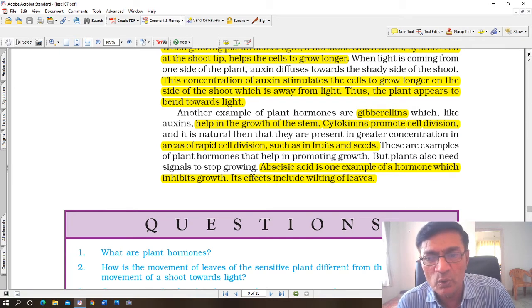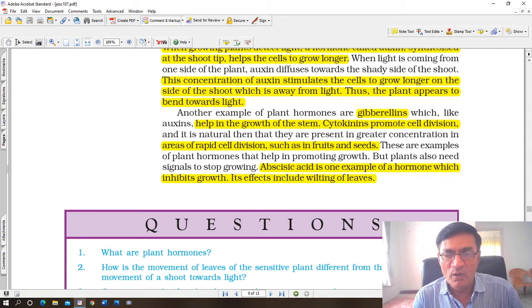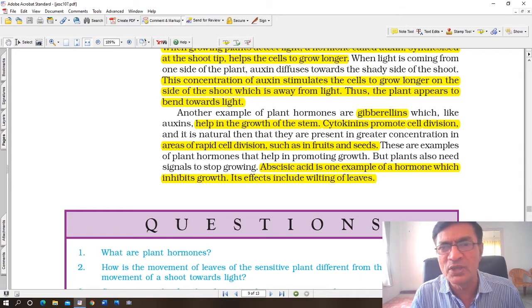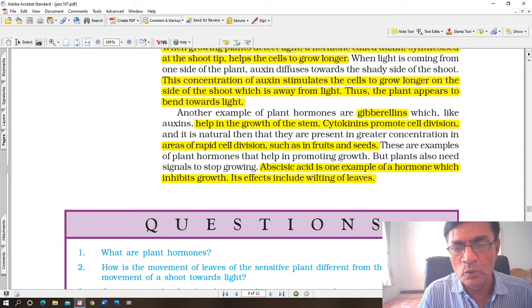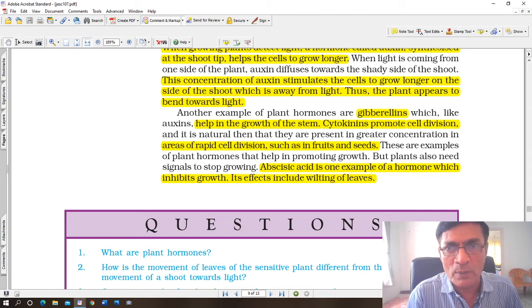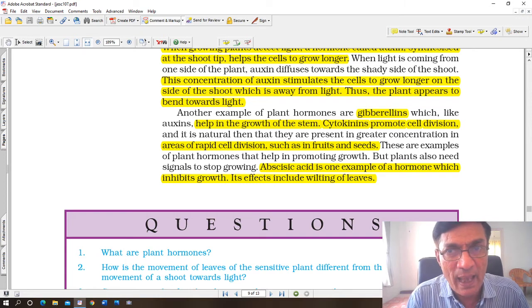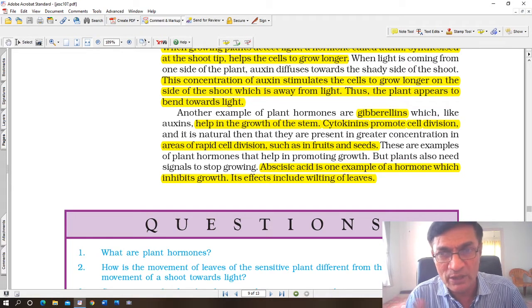Its effects include wilting of leaves. Leaves खर जाए, autumn season for example, पतझड़ ऋतु, जब winter से पहले autumn आता है, तब plants start shedding their leaves. That is also because of abscisic acid. Abscisic acid एक signal देता है कि the leaves might start falling, so the leaves begin to fall. So that is also time control.